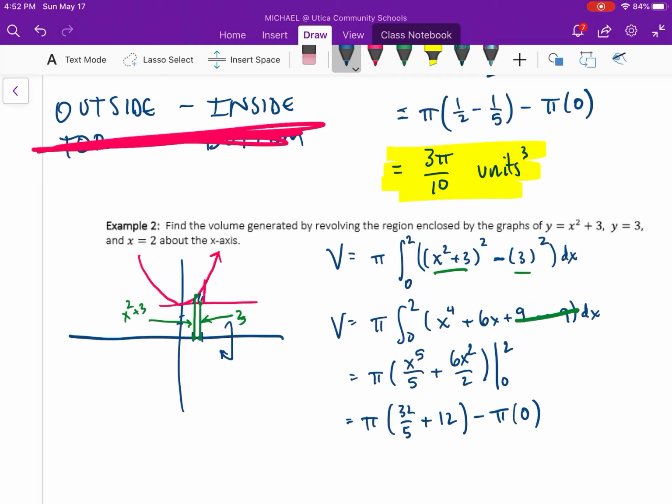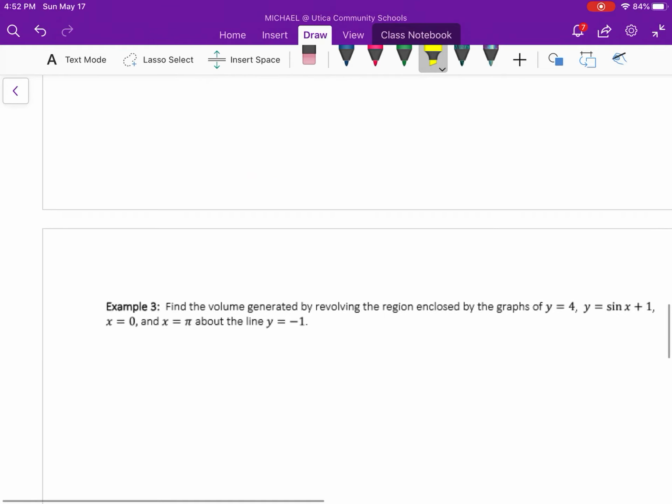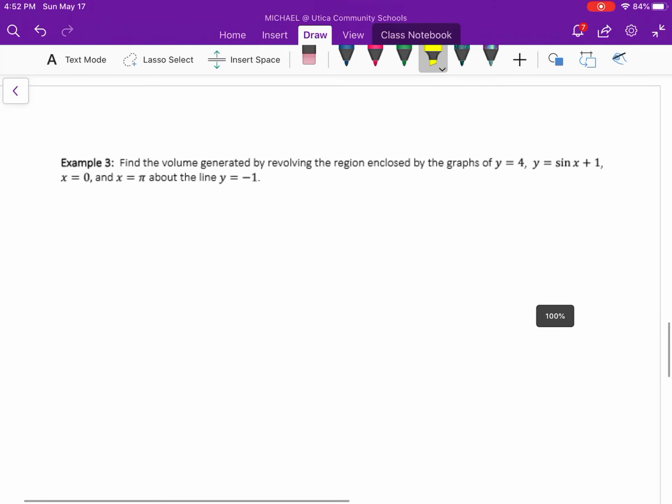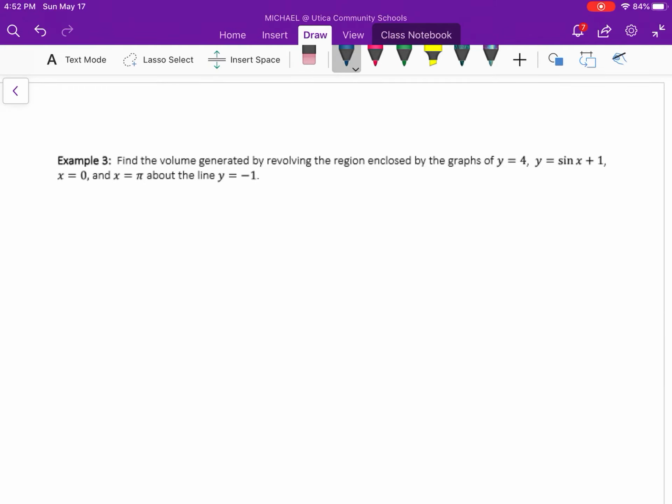So 32/5 plus 12 is 92/5, so 92 pi over 5 cubic units. So hopefully you're getting the idea. Outside minus inside. Let's do one more. Looks like one more example.